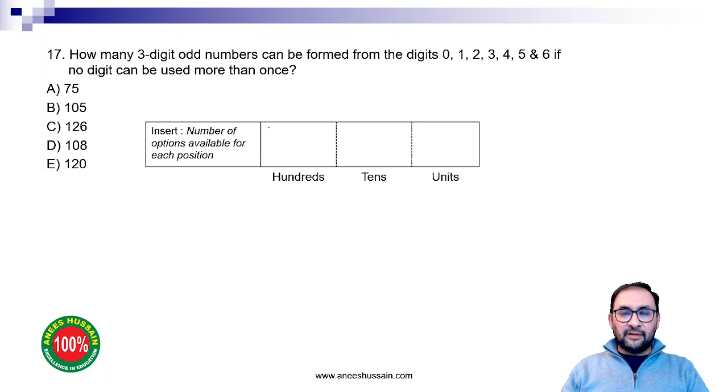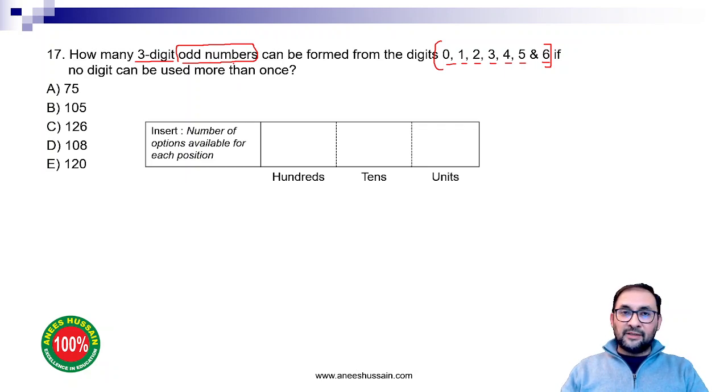Question number 17. This question is also about creating numbers. It says how many three-digit odd numbers, so you're creating odd numbers, okay? This is an important part. You're creating three-digit odd numbers that can be formed from the digits 0, 1, 2, 3, 4, 5, 6, if no digit can be used more than once. So repetition of a digit is not allowed. So you had a total of 7 digits that you can use, but the numbers that you're supposed to be creating are three-digit odd numbers.